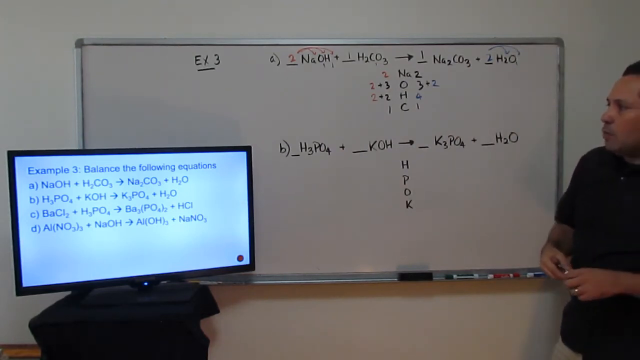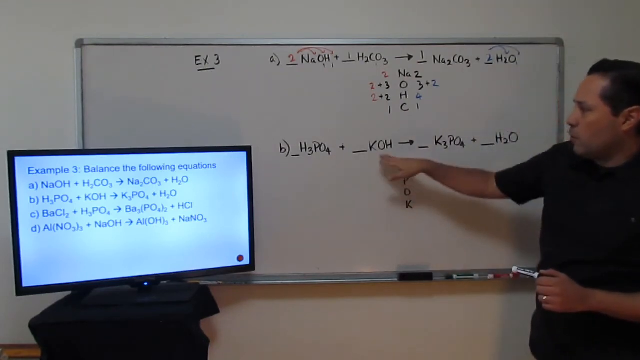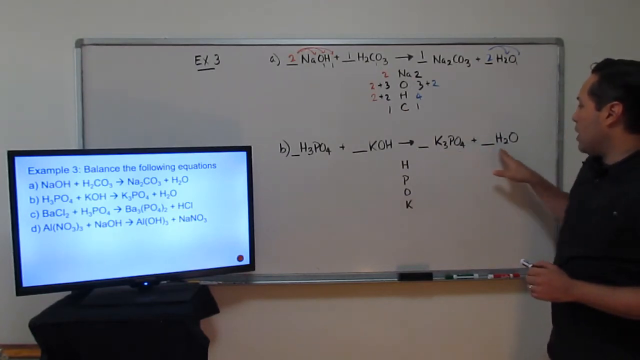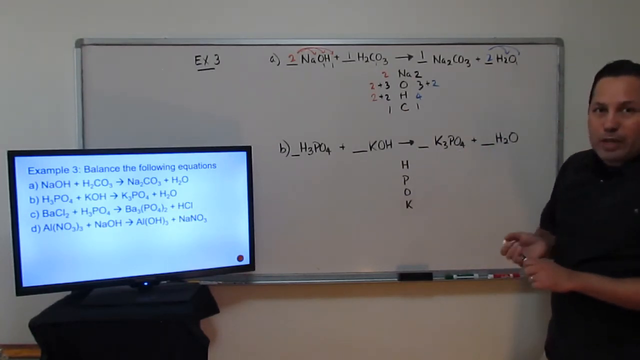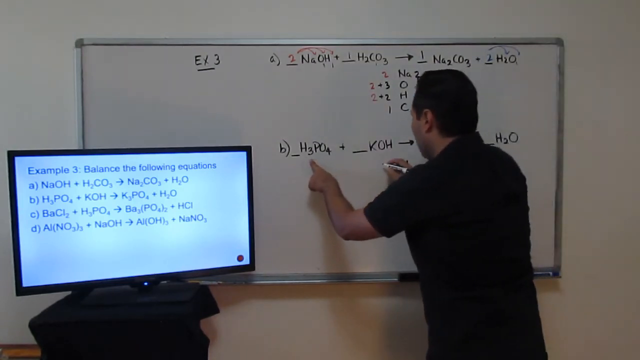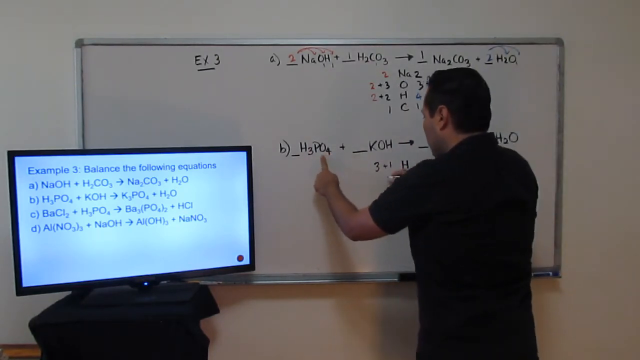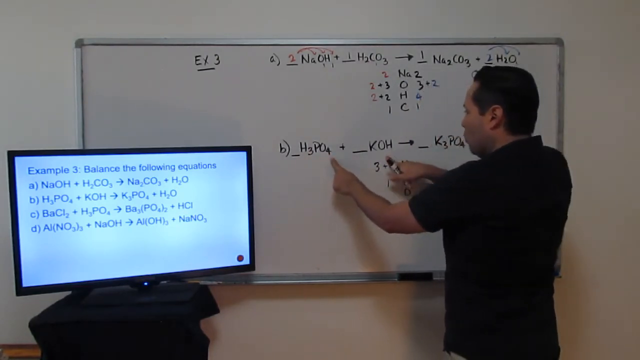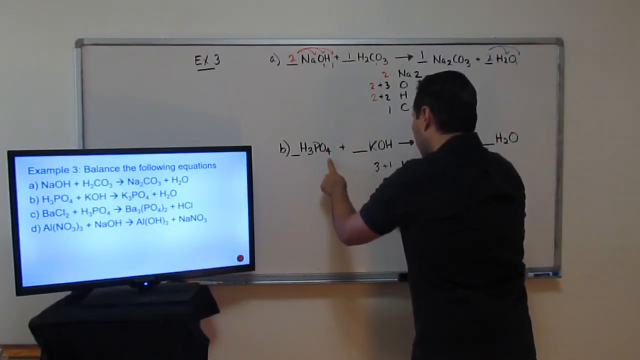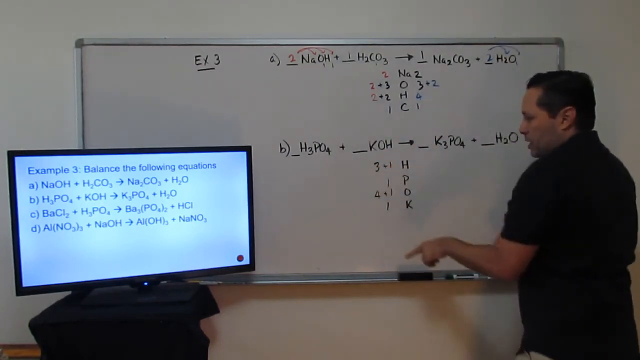In example B, we get this molecule, H3PO4 hydrogen phosphate, and it's going to react with potassium hydroxide, and that's going to yield potassium phosphate and water molecule as well. So again, we count how many of each atom we have. We have 3 hydrogens there and 1 hydrogen there, so I'm going to put 3 plus 1, 3 here and 1 there. P, there's only 1 phosphorus. There's 4 oxygens here and 1 here, so I'm going to put 4 plus 1. And potassium, there's only 1 of them, and everything's accounted for.